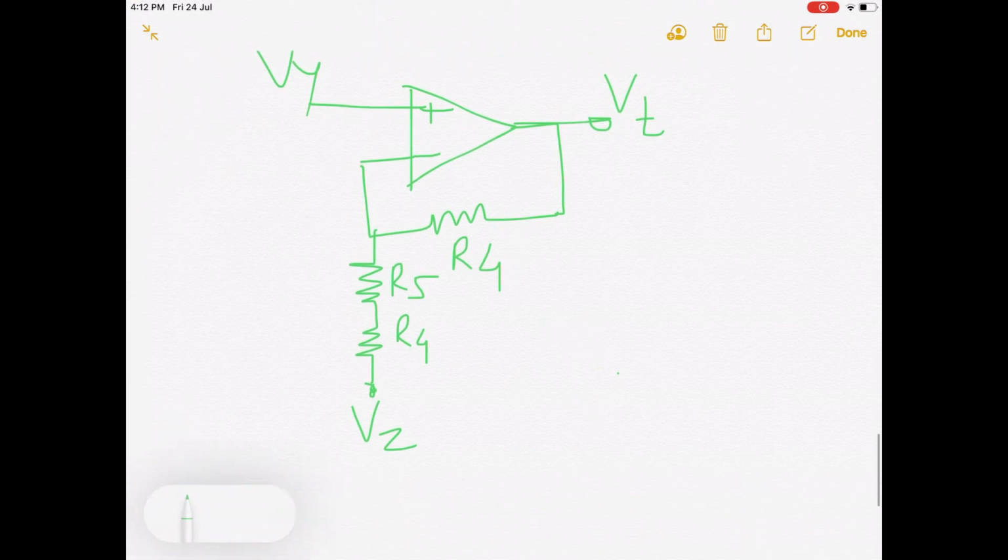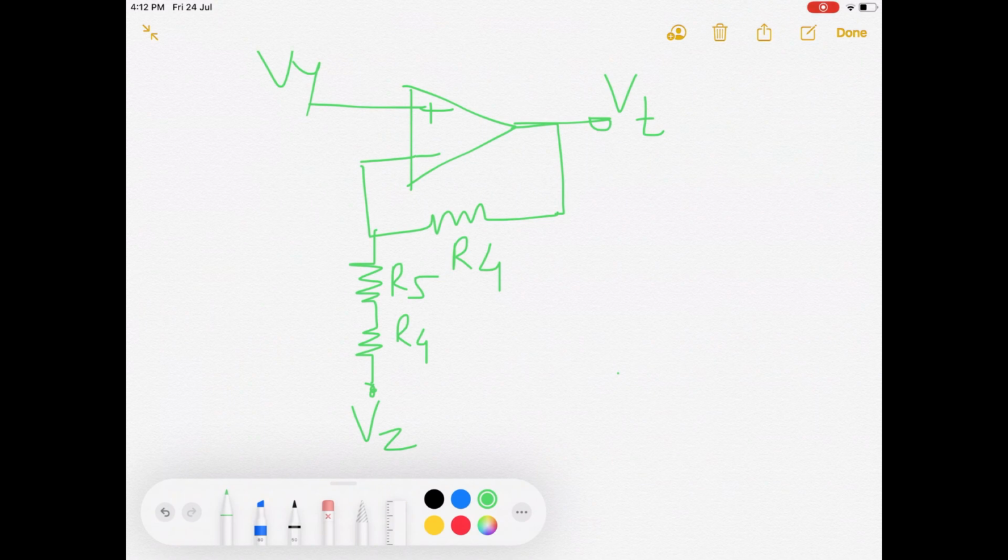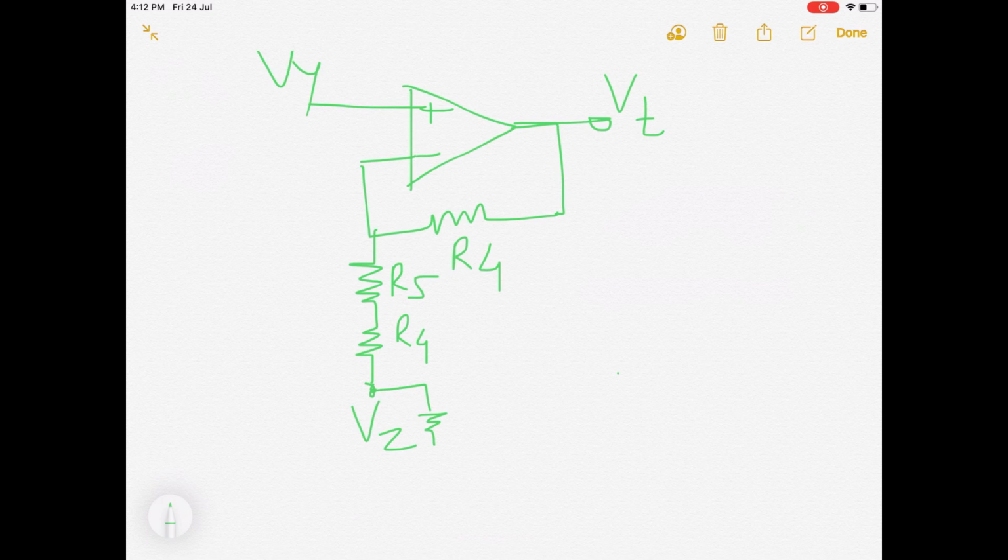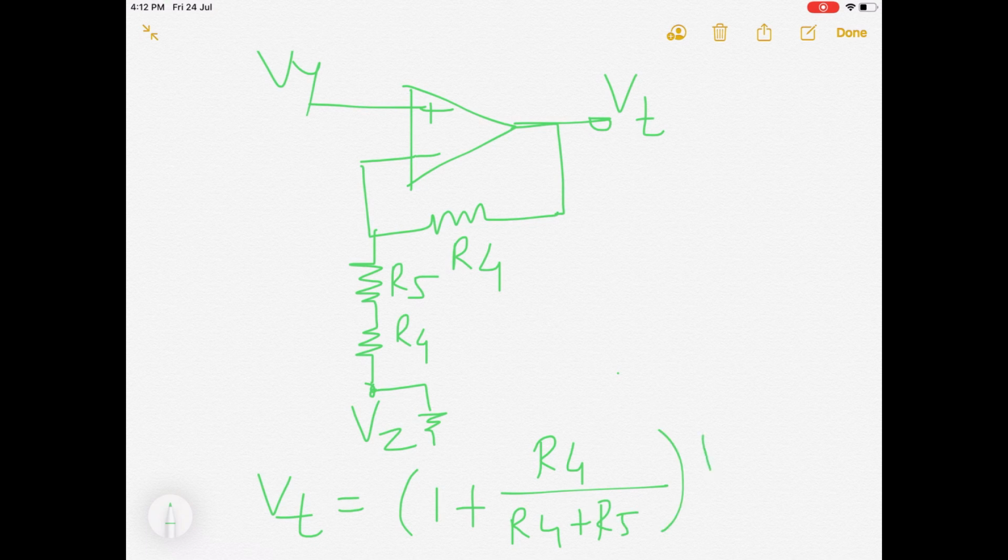So for superposition theorem I am making this first Vz ground. Okay. As Vz is grounded, this circuit becomes a non-inverting amplifier. So the output because of Vy will be 1 plus R4 upon R4 plus R5 into Vy.